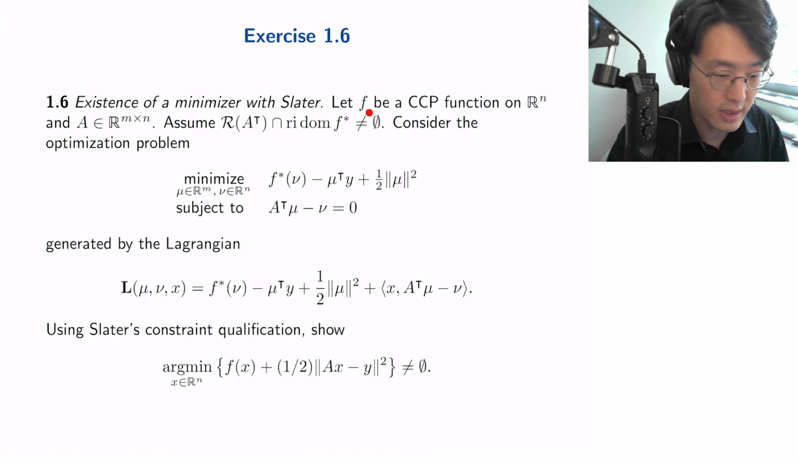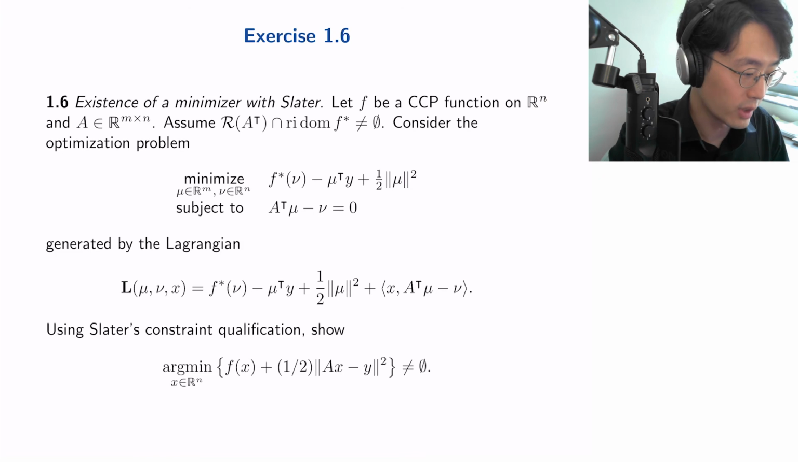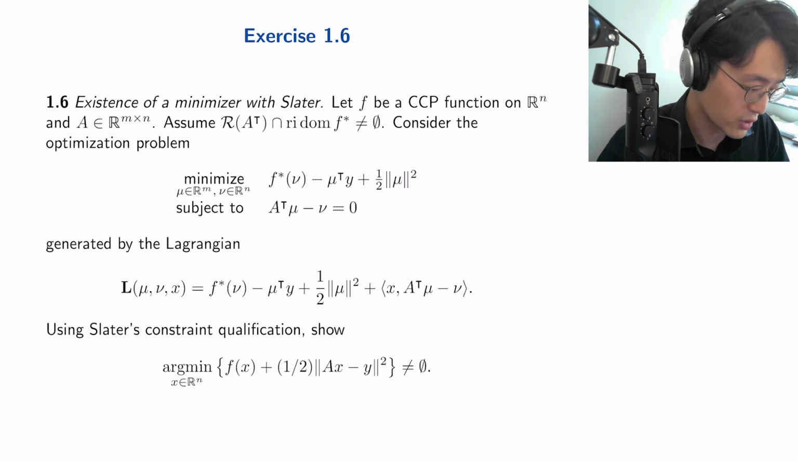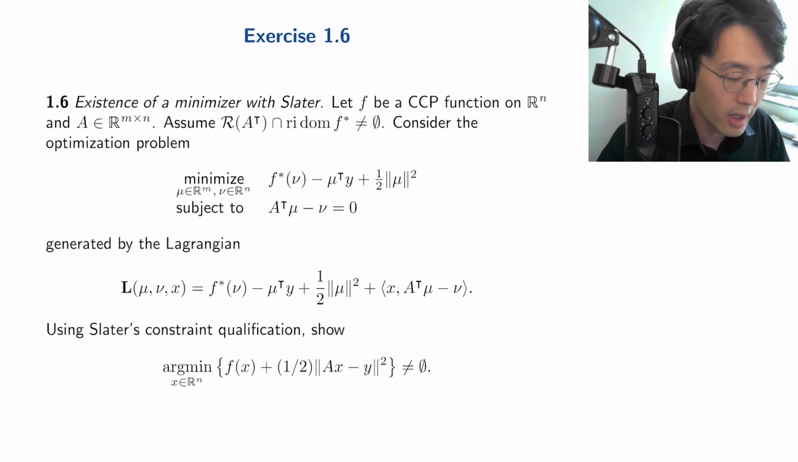So let f be a CCP function on R^n, and then we let A be an m by n matrix. We assume that the range of A transpose intersects with the relative interior of the domain of f star, so we assume this regularity condition. And then we consider this primal optimization problem, which is generated by this Lagrangian. And then the goal of the problem is to use Slater's constraint qualification to show that this minimizer exists. So the argument of this function is not empty.